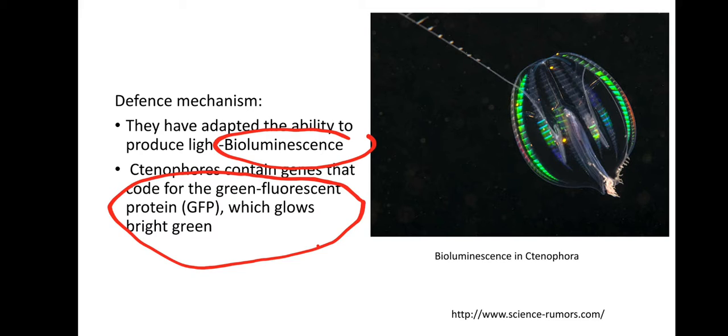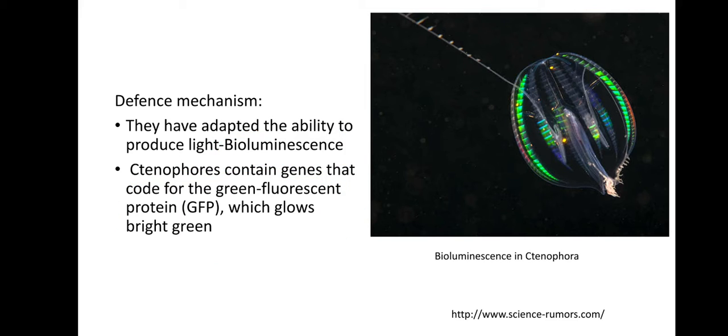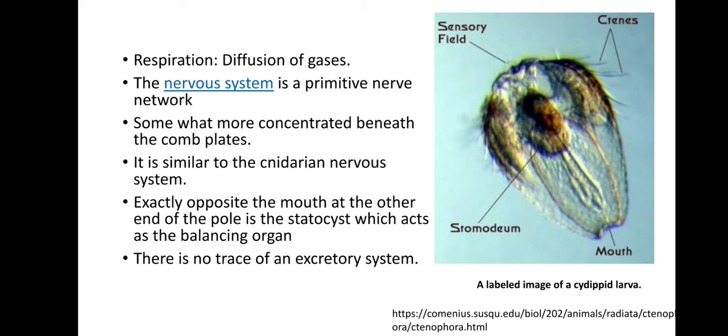This is a photograph taken from some website. So bioluminescence is one of the important features found in Ctenophora, and this can be used as a defensive mechanism by the animal.